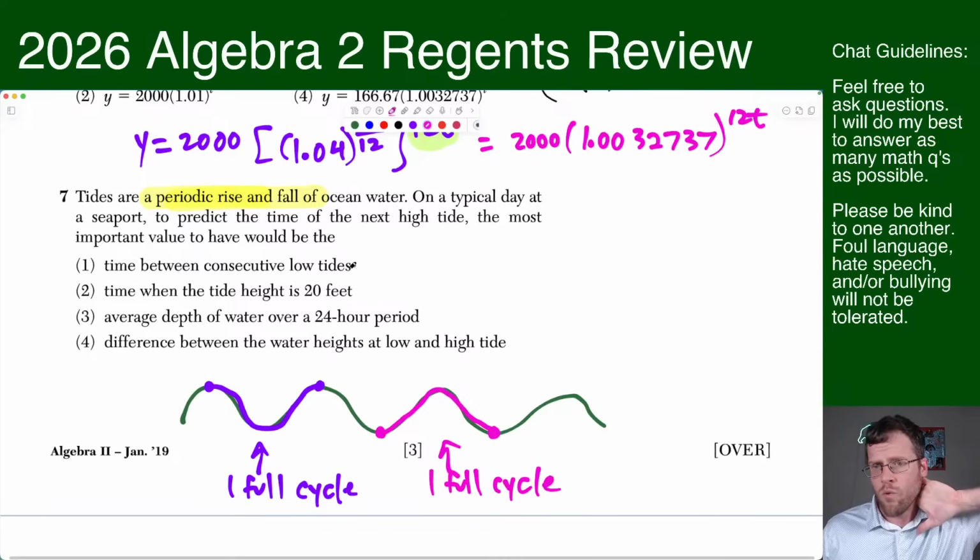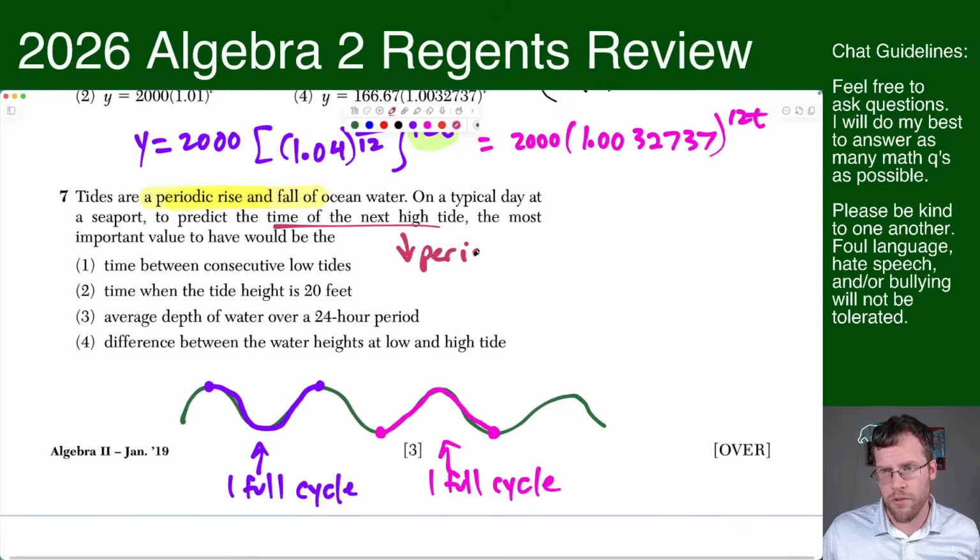So here, we want to predict the time of the next high tide. That would be looking at how long it takes to complete a full cycle. So to predict the time of the next high tide, finding the period would be very useful. Like how long does it take the graph to complete a full cycle? So for this one right away, choice 1 is good, because if I go from the low to the low, this would tell me how much time it takes to complete one full cycle. So that right away would be our information.